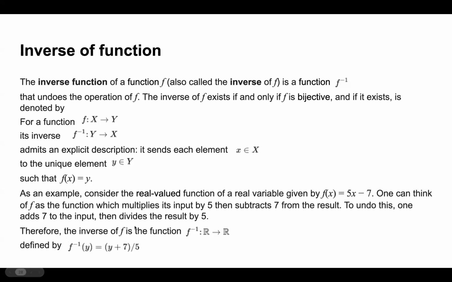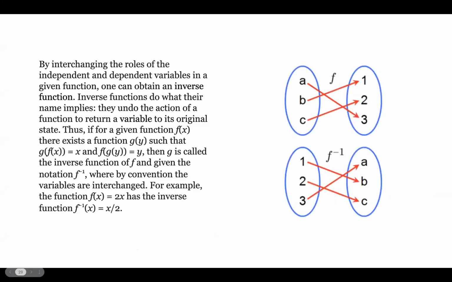Getting? Then f of x is 5x minus 7. Therefore, the inverse of f is the function f inverse for real numbers defined by f inverse of y is equal to (y plus 7) divided by 5. Okay, (y plus 7) divided by 5. If f of x is 5x minus 7, then f inverse of y will be (y plus 7) divided by 5. Okay, this is the inverse of a function.